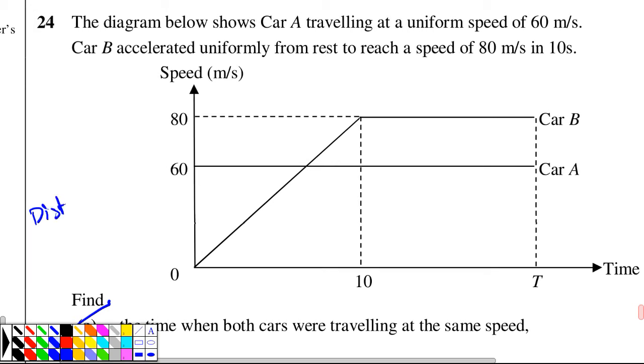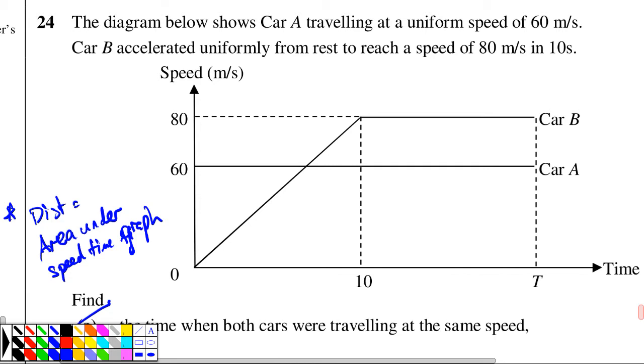Distance equal, start with the word A. Acceleration, I can understand. Average speed. Area under the speed-time graph. Do you remember? Yeah. Now you do. This is very important. So distance equals the area under the speed-time graph.